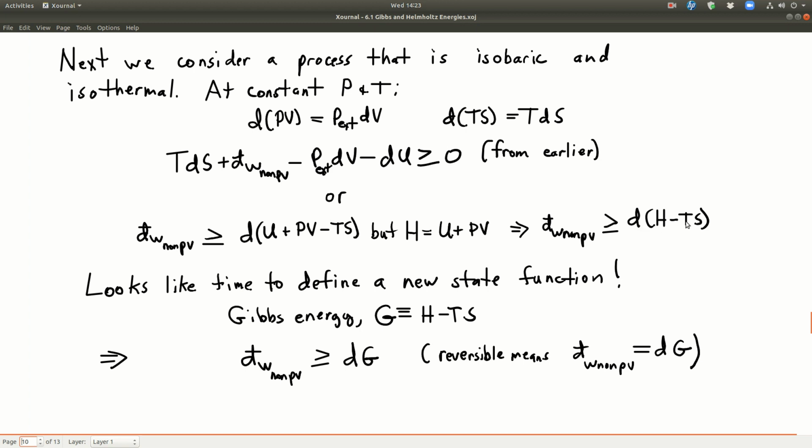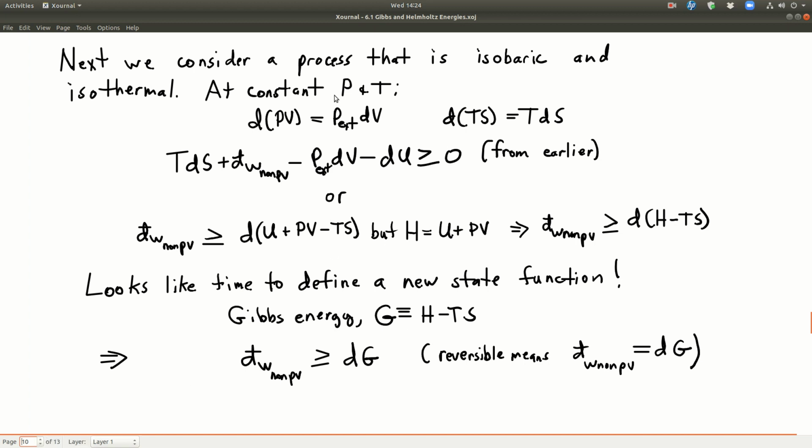That looks a lot like what we had earlier, which means it's probably time to define a new state function. We'll call that one G for Gibbs. It's Gibbs energy, sometimes Gibbs free energy. And the definition of Gibbs free energy is H minus TS, enthalpy minus temperature times the entropy. Plugging that in here, we get the condition for the maximum amount of non-PV work we can do from this expression. So it gives us d bar W non-PV is greater than or equal to dG. If it's a reversible process, that means it's equal, and that's going to be a bound, the maximum amount of work that we can do.